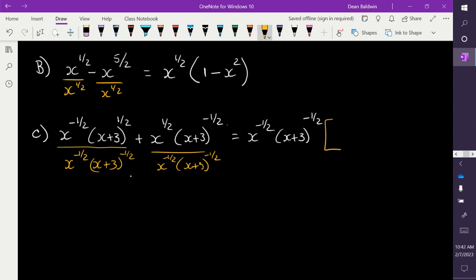X plus 3 to the power of a half divided by x plus 3 to the power of negative a half. What do you do with the exponents when you're dividing? You subtract. So really what you're doing is you're going 1 half minus negative a half, which means you're adding them. What's a half plus a half? 1. So you're left with x plus 3. I'll write it. Obviously, you don't need to write it. To the power of 1.